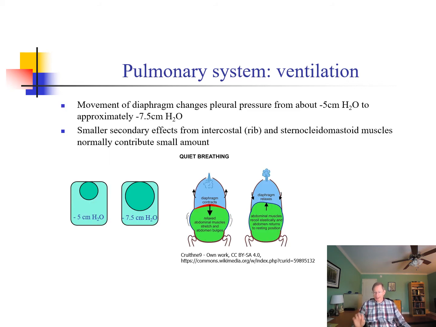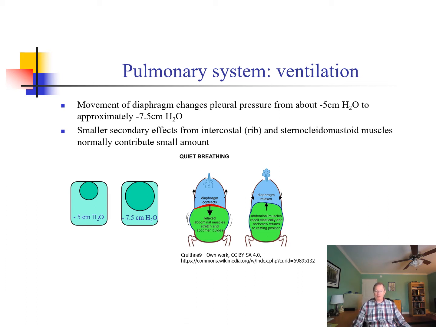So let's explore this a little bit more in detail. The movement of the diaphragm is going to change the pleural pressure from about -5 centimeters of water to about -7.5 centimeters of water. I apologize for these archaic units. Normally we would talk about pressures in millimeters of mercury. However, historically for lungs, those are measured in centimeters of water instead of millimeters of mercury. So you have an increase in this negative pressure.